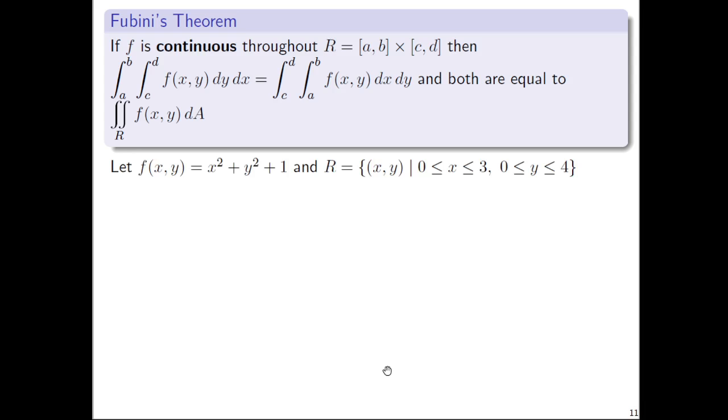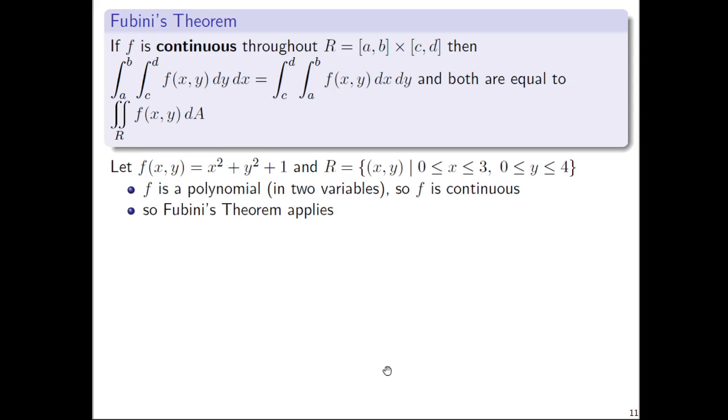Okay, there is that Fubini's theorem again. Let's take a look at the following. Let f(x, y) = x² + y² + 1. And the region we're looking at has x going from 0 to 3 and y going from 0 to 4. So this is the shape of a rectangle. f is a polynomial in two variables. And because you have a polynomial, this function f is continuous.